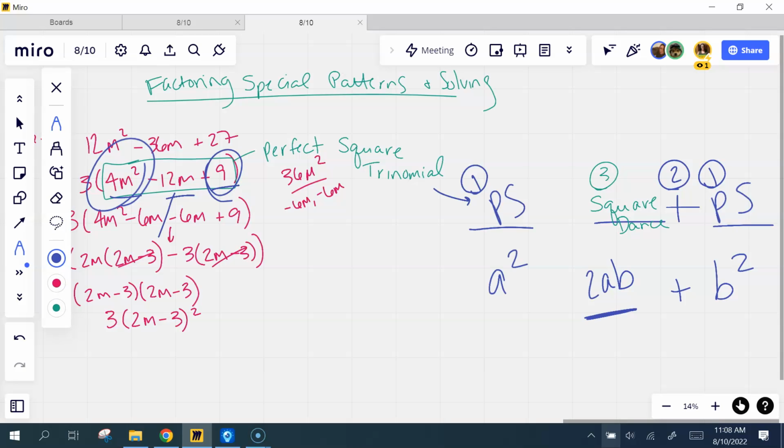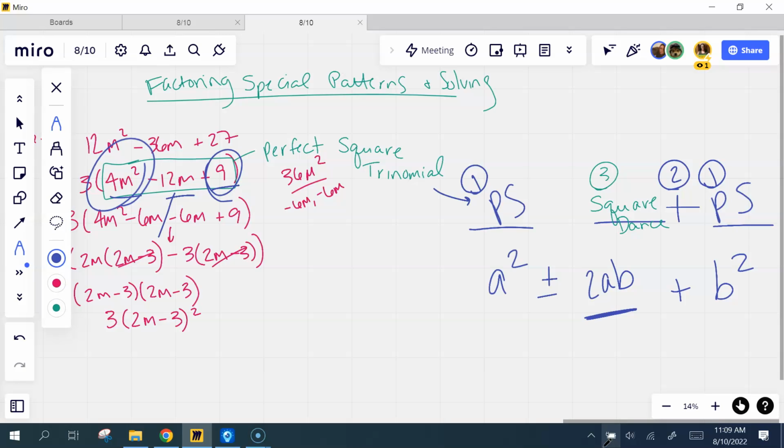It could be a plus or a minus. It's not one of those requirements. Ends are perfect squares, the second sign is plus, and it has to switch. Which part don't you understand? The third rule, the square dance rule. All right, we'll get up and start dancing now.